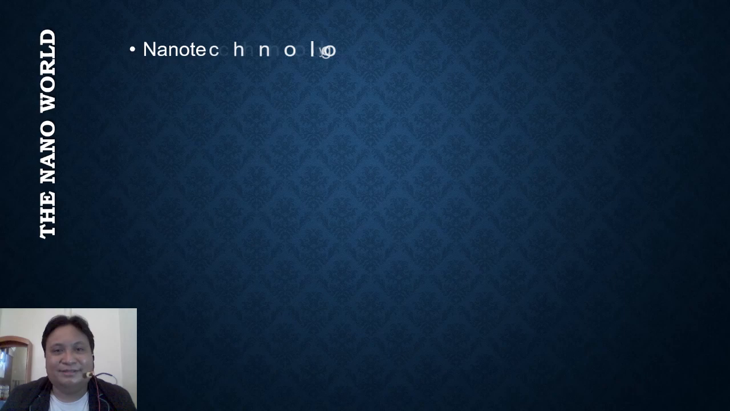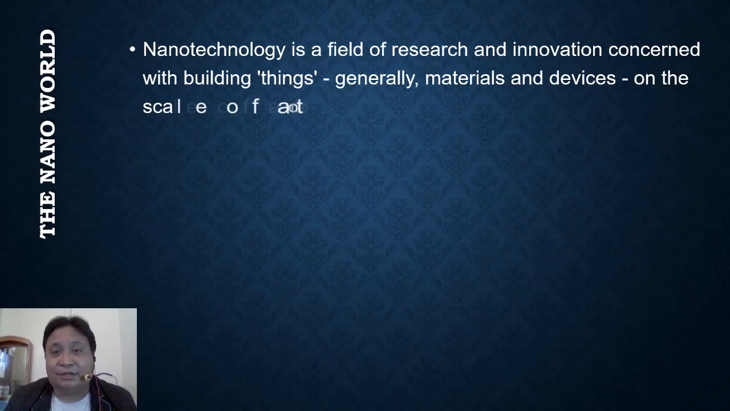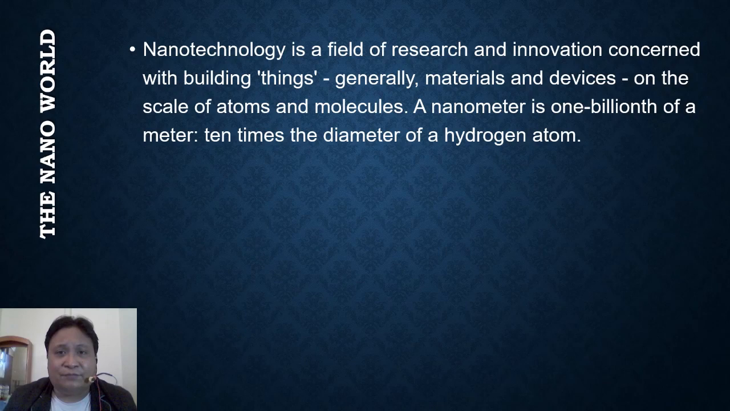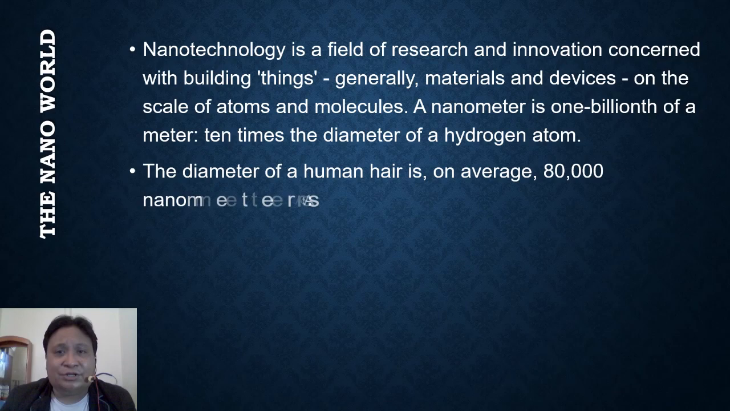Nanotechnology is a field of research and innovation concerned with building things, generally materials and devices, on the scale of atoms and molecules. A nanometer is 1 billionth of a meter, 10 times the diameter of a hydrogen atom. So the diameter of the human hair is an average of 80,000 nanometers.